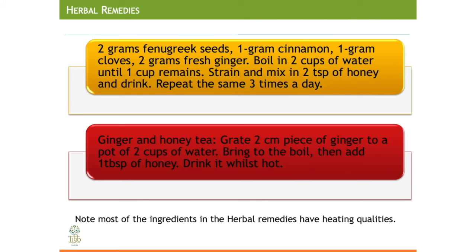Ginger and honey tea. Grate a 2 centimeter piece of ginger into a pot of 2 cups of water. Bring to boil, then add 1 teaspoon of honey. Drink it while it's still hot. Also note that the ingredients in the herbal remedies have heating qualities. Now, let's do an overview of the whole discussion that we've had.